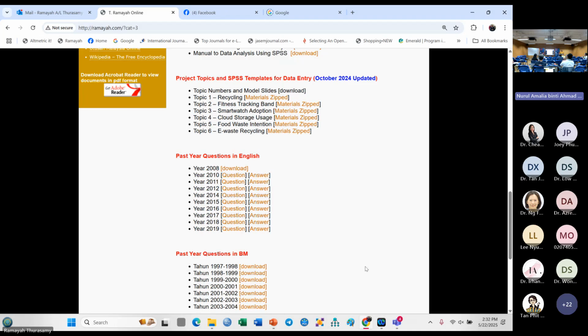Previously we were teaching in Malay. At the bottom you see the structure in Malay. But now we are already in English. Many people like to attend my workshop because my slides are very nice. That's a good thing. Okay, so this is the research project you can look at.